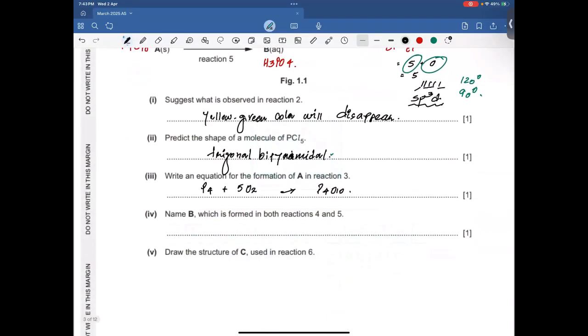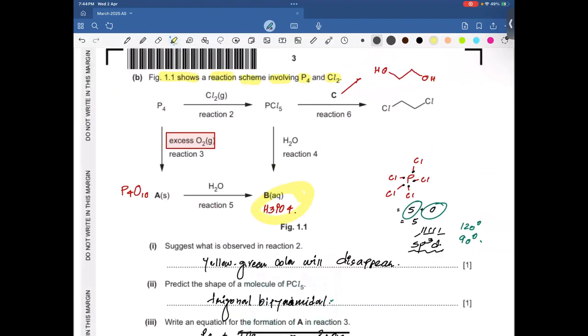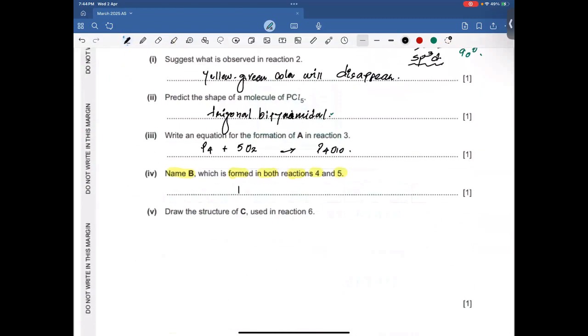Now, in the next part of the question, name B, which is formed in both reaction 4 and 5. Name B. B is phosphoric acid. An examiner is looking for the name, which means you cannot write the formula. Remember, the examiner is looking for the name.